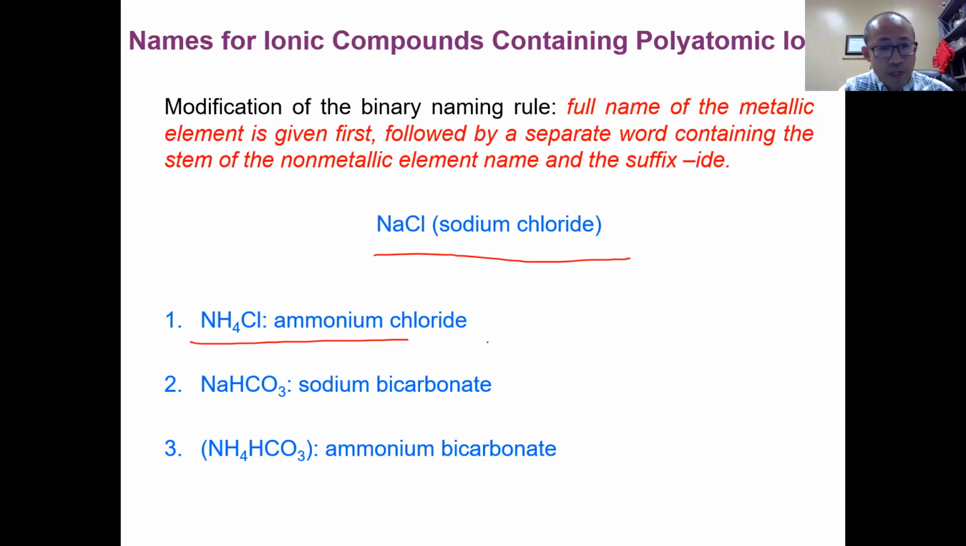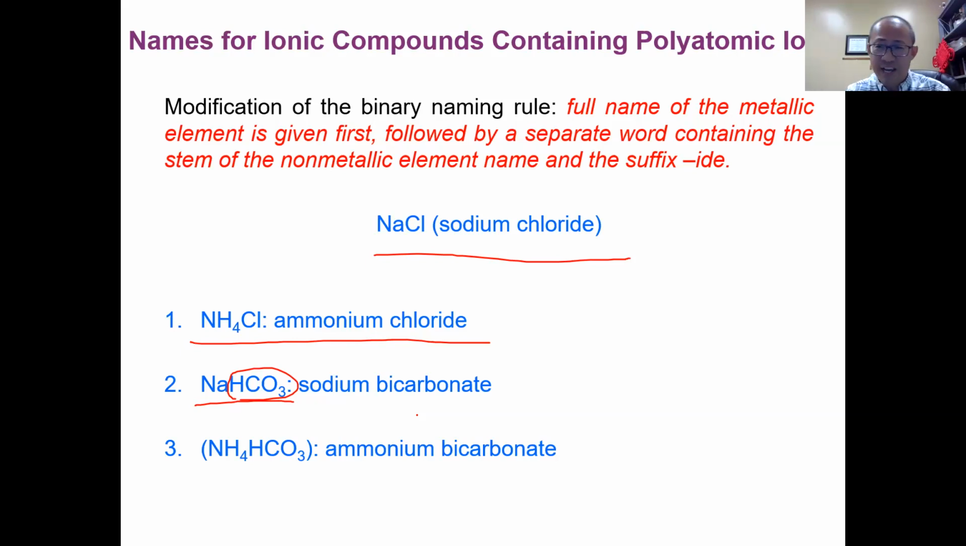The first example: replace sodium, the positive ion, with ammonium. So the name becomes ammonium chloride. See that? Just replace the name of sodium with ammonium. Very easy. If I replace the chlorine with the polyatomic ion bicarbonate, then the name becomes sodium bicarbonate.